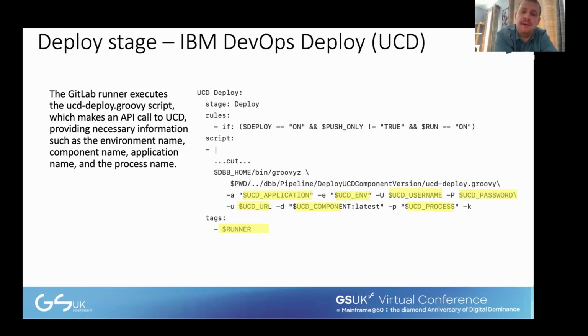And that happens with the help of the UCD agent. The UCD agent is a component of IBM DevOps, and it runs inside of z/OS. Basically, it acts like a client which checks in with IBM DevOps, and whenever there is new work to run on the LPAR, like deploying a new module, for example, it takes care of it.